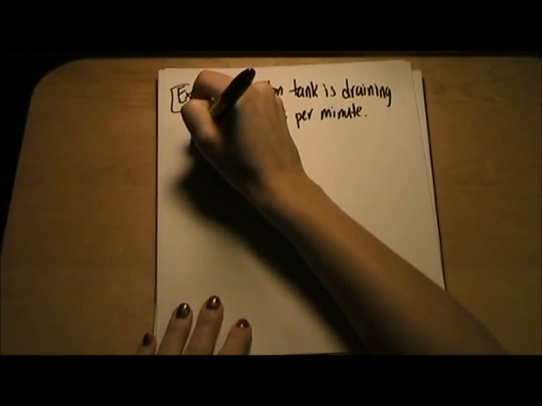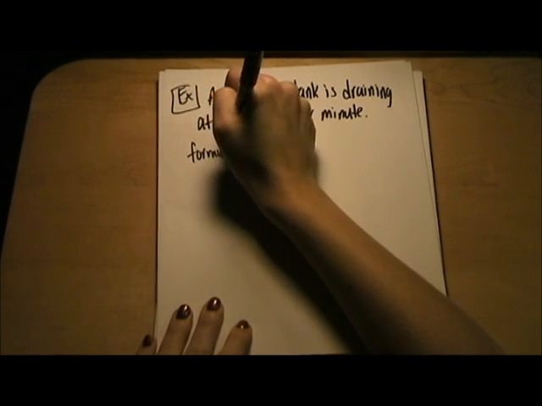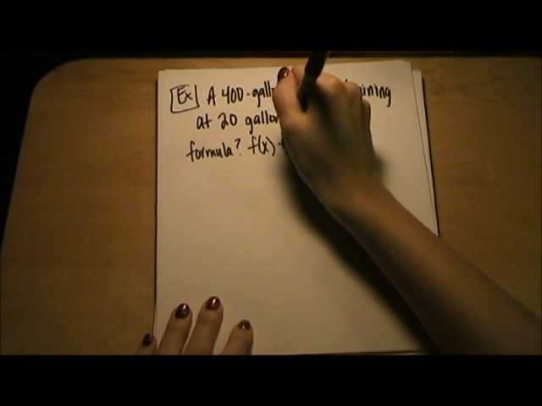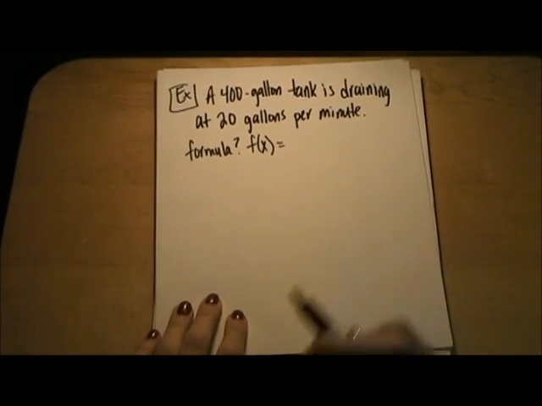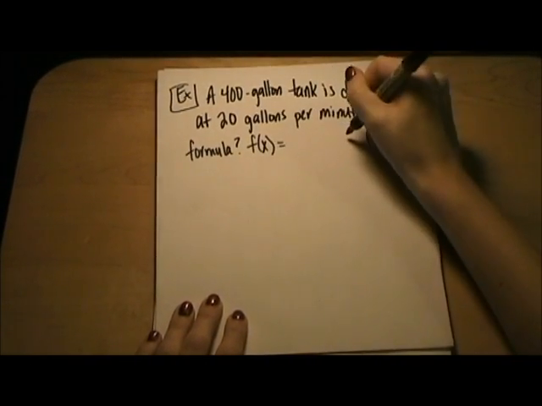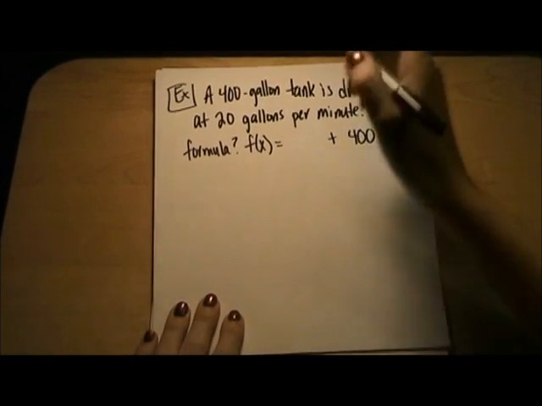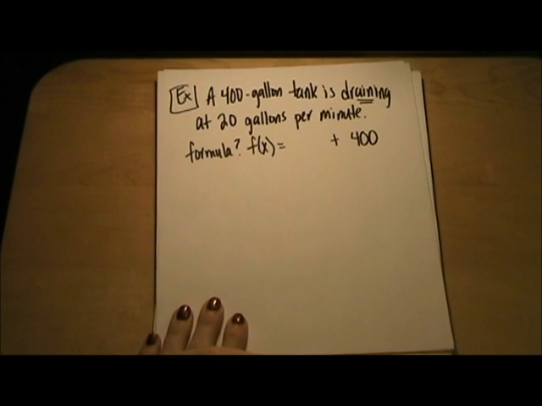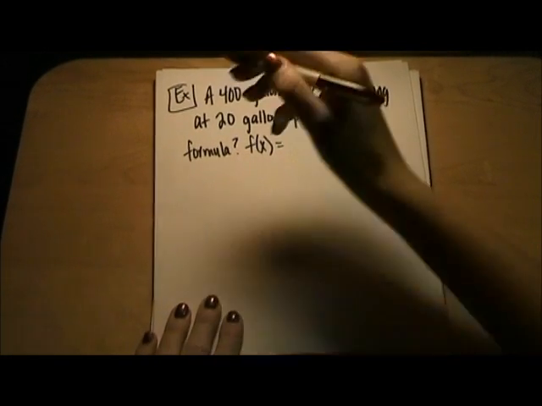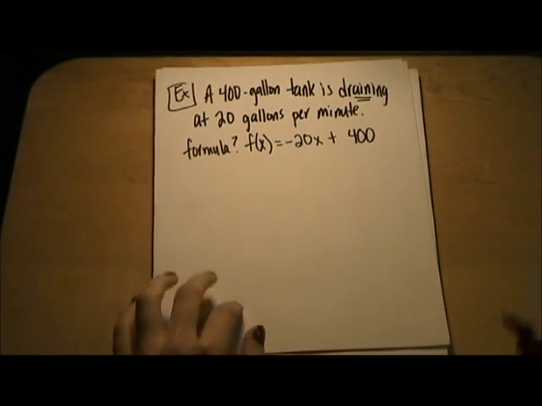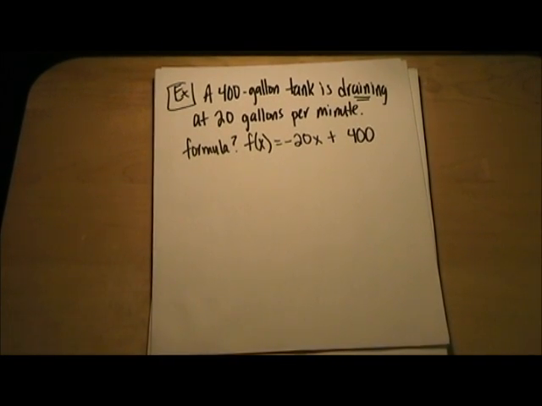We want to know the formula for this. f of x is going to equal, again, starting with the initial amount, we have a 400-gallon tank, and then it's draining, so it's becoming less, so it's going to be negative 20x plus 400, because we were draining. If we were filling up, then it would be positive 20.